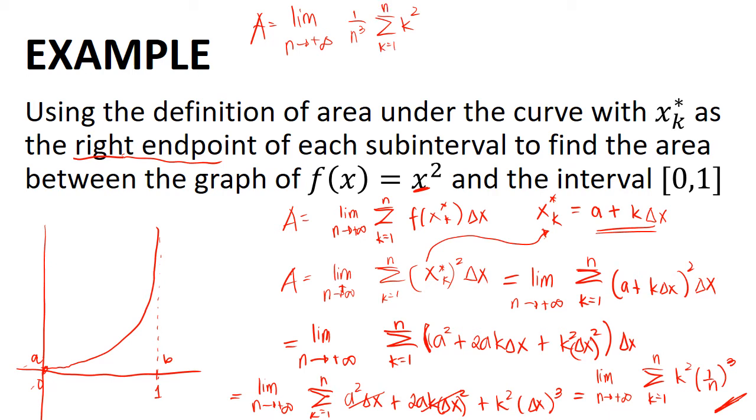Familiar ba itong summation ng k squared from k equals 1 to n? Yes po. Formula po yan na kanina. That is equal to, ang formula ng k squared ay, summation ng k squared from k equals 1 to n is n times n plus 1 times 2n plus 1 divided by 6. Wala na talaga akong space. And that is equal to n times n plus 1 times 2n plus 1 divided by 6n cubed.